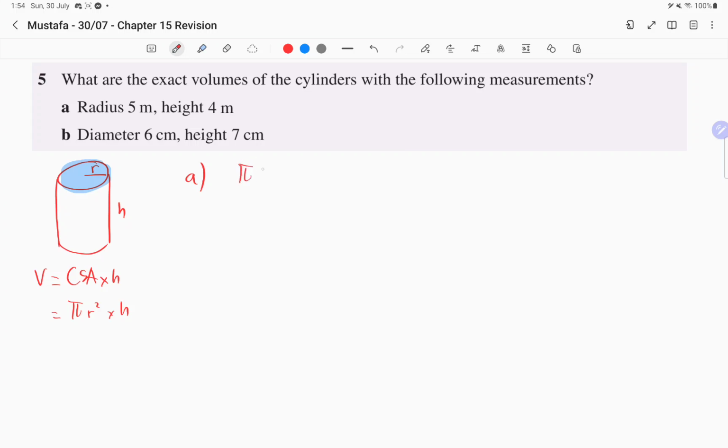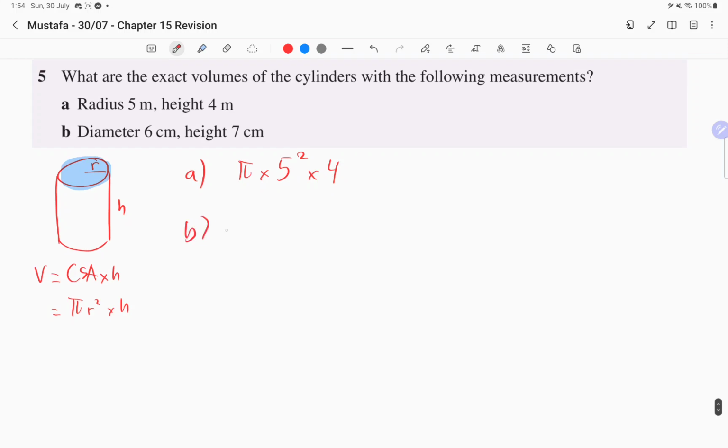Alright, so question A would be? Can we use an approximate value? No. They said exact volume, so you just have to use pi. It'll be like that. And then B? Pi times... The diameter is 6. So the radius is half, right? 3 squared times 7. Yes, that's right. Make sense? Okay, so that's question 5.